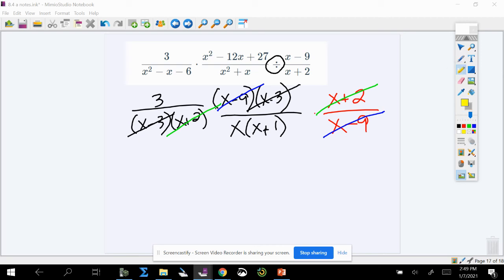And I think that might be it. We have a 3 left on top, and we have an x plus 1 left on the bottom. So my answer is 3 on top, x times x plus 1 on the bottom.